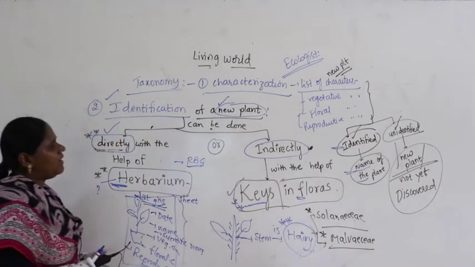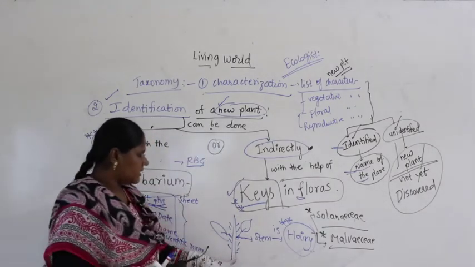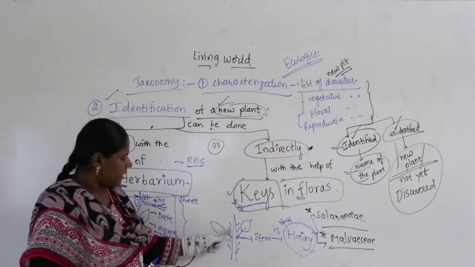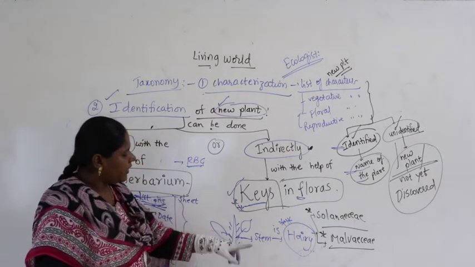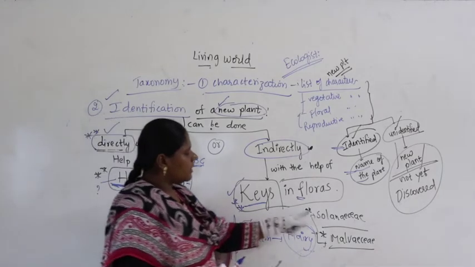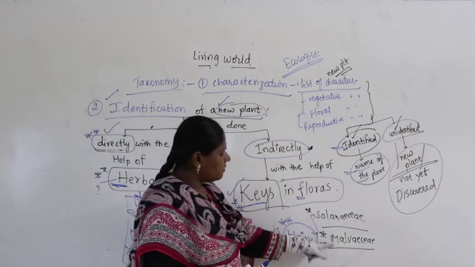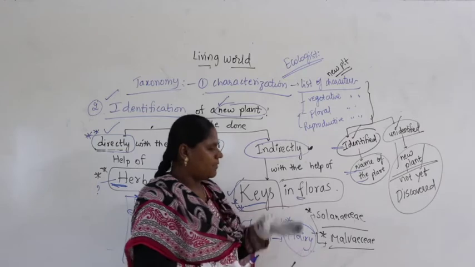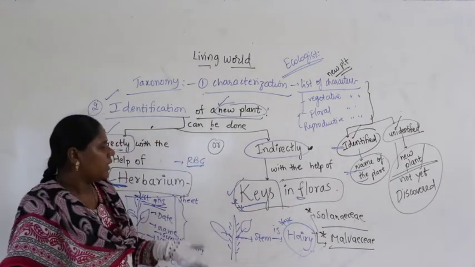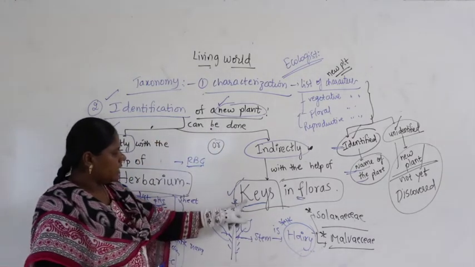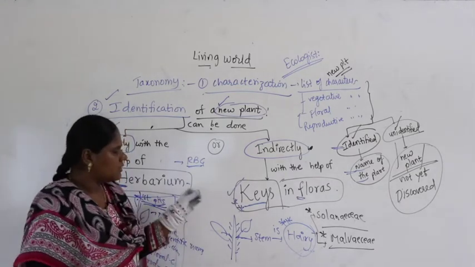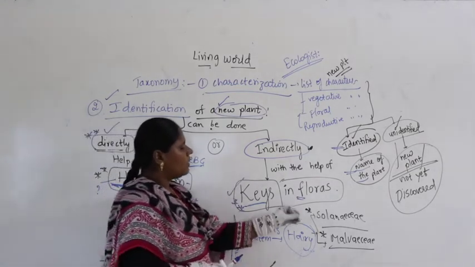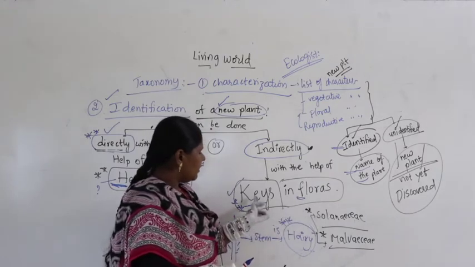Suppose the new plant has the character called hairy stem; on the stem you can find some hairs. So where do you find a hairy stem? In Solanaceae. If not in Solanaceae, maybe it is a characteristic of Malvaceae. Then what will he do? He will go to the International Center. Keys means a particular family, order, genus, or class. Then he will go to the keys.